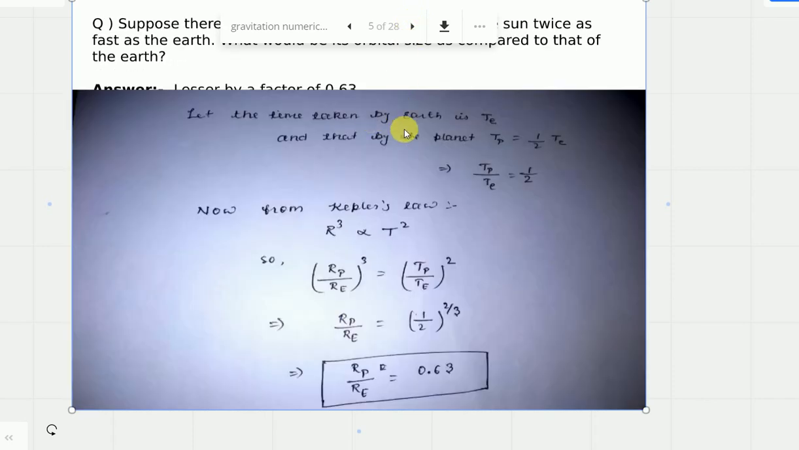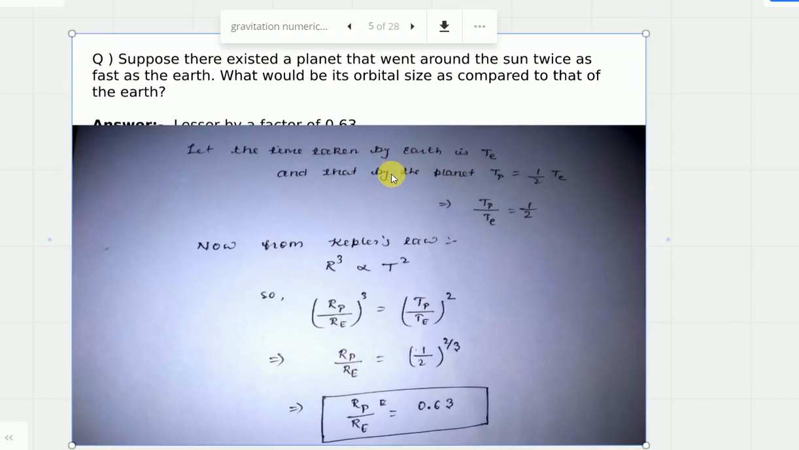On to the next question. Suppose there existed a planet that went around the Sun twice as fast as Earth. What would be its orbital size as compared to that of the Earth? That is, suppose there is a planet whose time period to revolve around the Sun is half that of Earth, then what would be its orbital size?